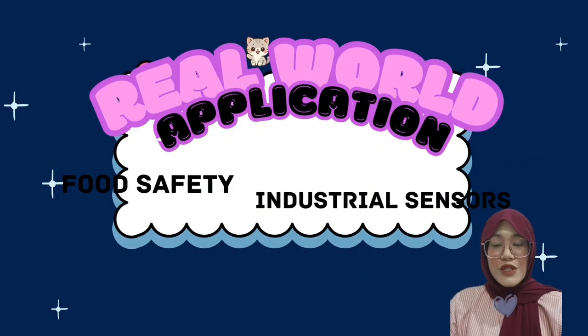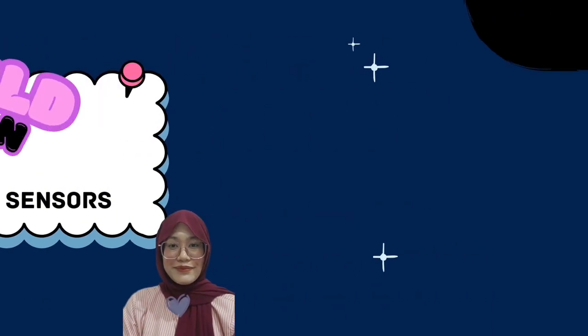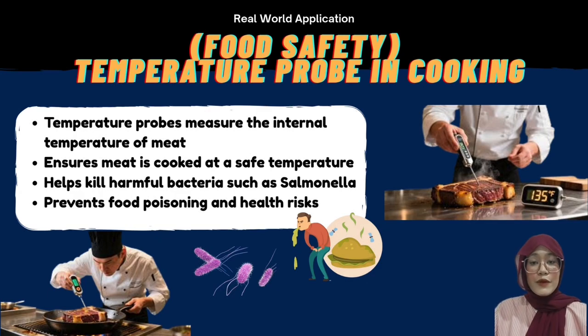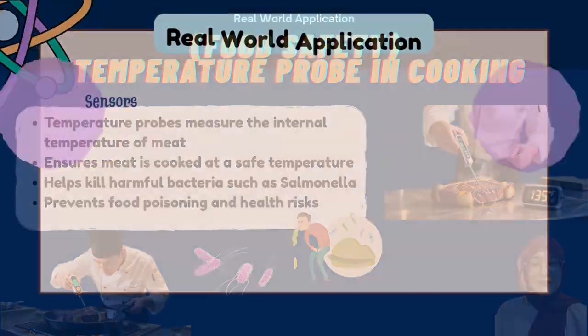So now we will show how science is applied in real life, specifically in food safety and industry applications, to ensure safety, quality, and efficiency. In food safety, a temperature probe is used to check the internal temperature of meat such as chicken and beef. This is important because harmful bacteria cannot be seen with our eyes. By using the probe, we can make sure the meat is cooked at a safe temperature and is safe to eat. This helps prevent food poisoning and protect our health.